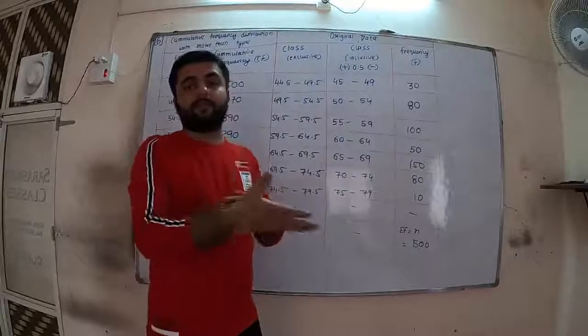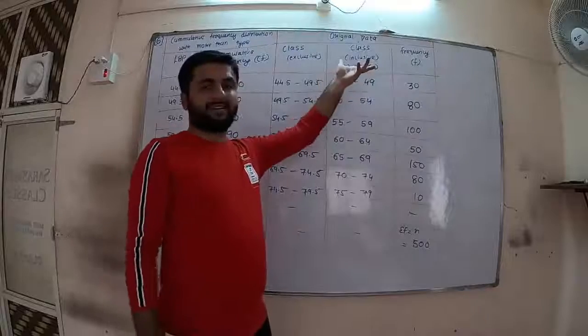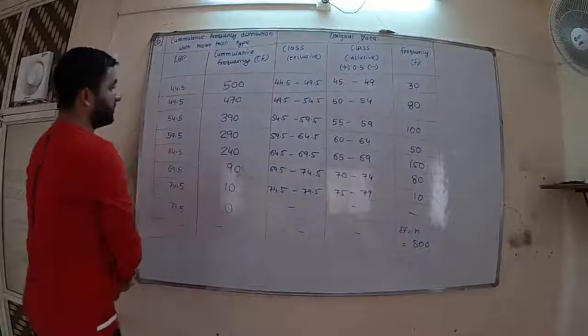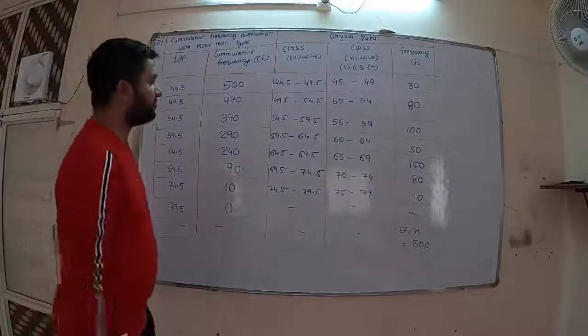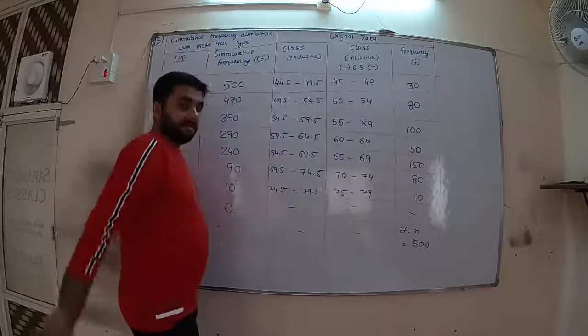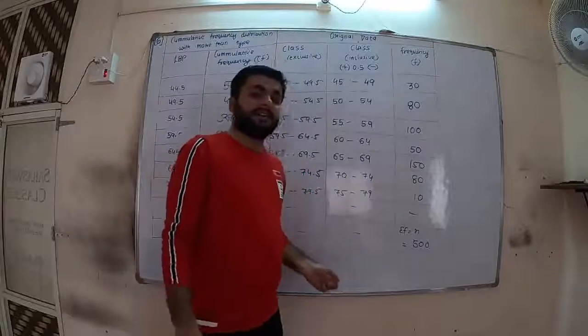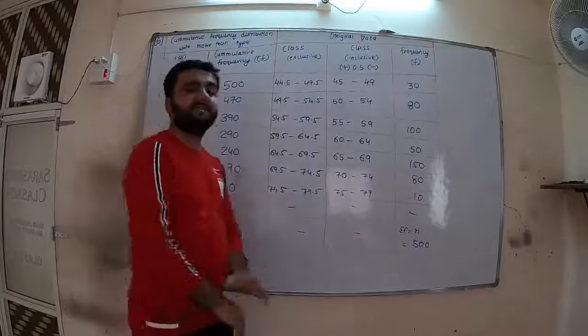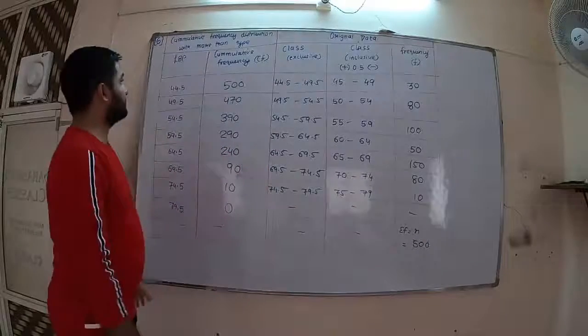Exclusive to inclusive, it is the opposite thing. Plus minus, not minus plus. So I have obtained inclusive classes. And for cumulative frequency, what you need to do is big value minus small value. Big value minus small value. And here it will be dash. Why dash? Because most of the time the dash will be here, but now the dash is here. Okay, so that's why we do this sum.